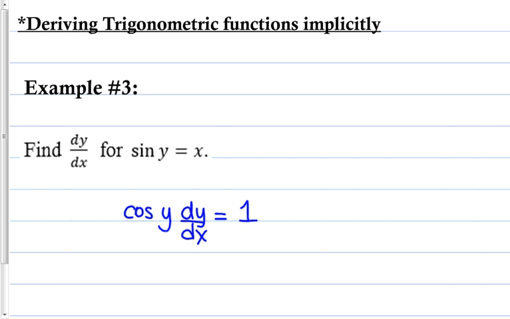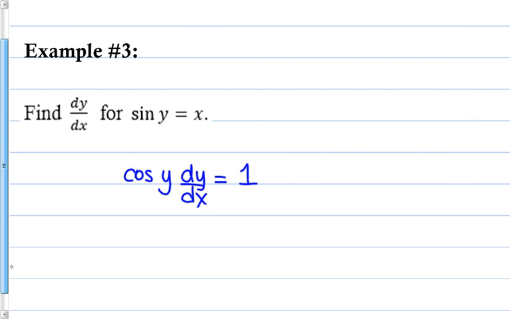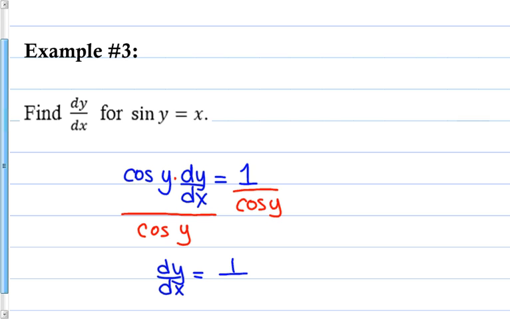I'm still trying to do the exact same things as before. I need the dy/dx by itself, so everything else is going to have to move over. This one doesn't require so much work because the cosine y is being multiplied with the dy/dx, so all I have to do is divide by cosine y, both sides, of course. So then I end up with dy/dx equals 1 over cosine y.